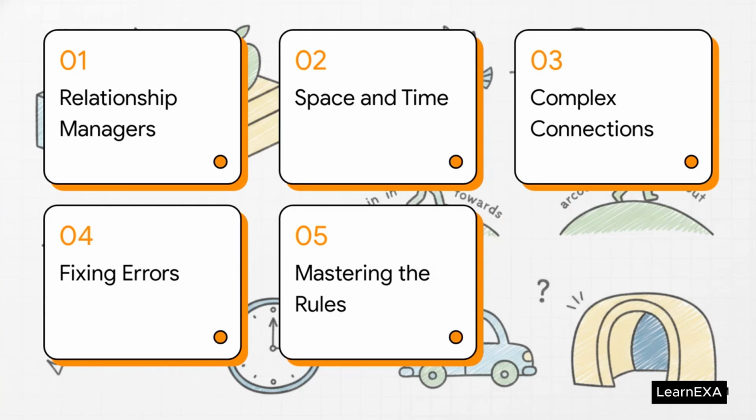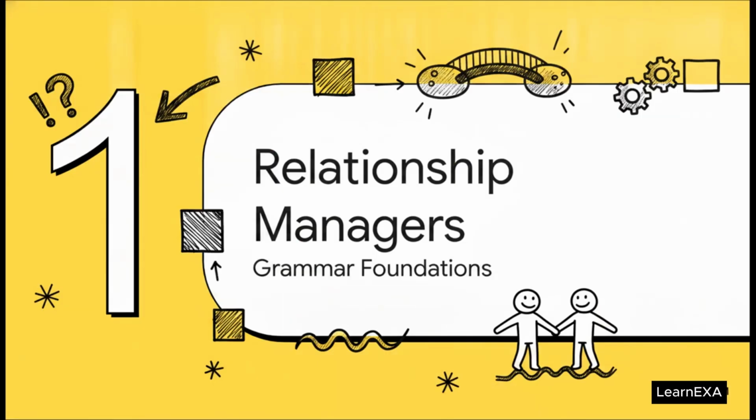Here is our roadmap for today. We'll be covering 1. The grammar relationship managers, 2. Navigating space and time, 3. Complex and fixed connections, 4. Fixing common preposition errors, and finally, 5. Mastering the rules. Let's kick things off with Section 1, the grammar relationship managers.